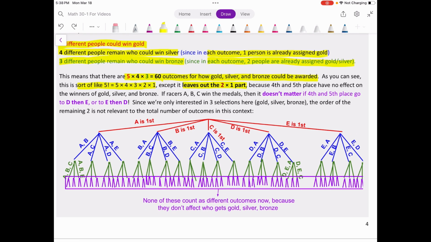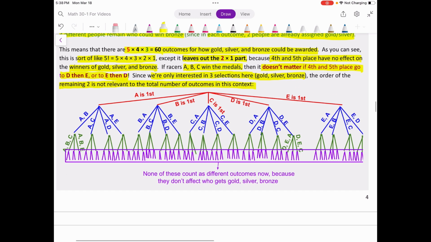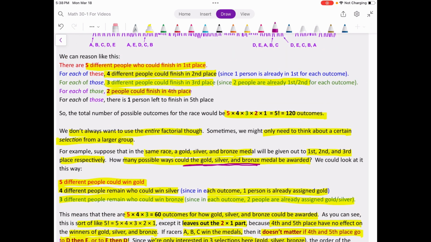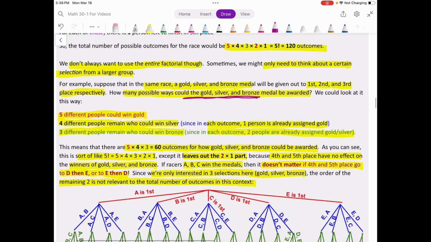And again, that's because of what we talked about. 4th and 5th place have no effect on the winners of gold, silver, and bronze. And we were trying to figure out how many different ways are there for gold, silver, and bronze to be awarded. If racers A, B, C win the medals, it doesn't matter if 4th and 5th place goes to D and E or to E and D. Okay, since we're only interested in 3 selections here, gold, silver, bronze, the order of the remaining 2 is not relevant to the total number of outcomes in this context. So notice we used to have 120 different outcomes when we worried about how many different ways are there for all 5 to finish, right?